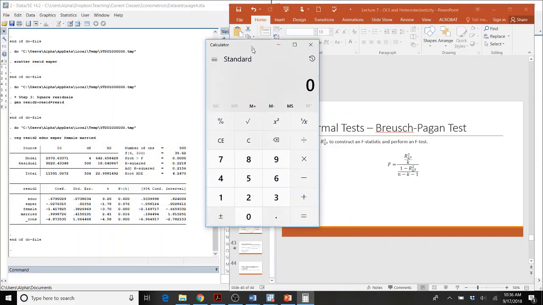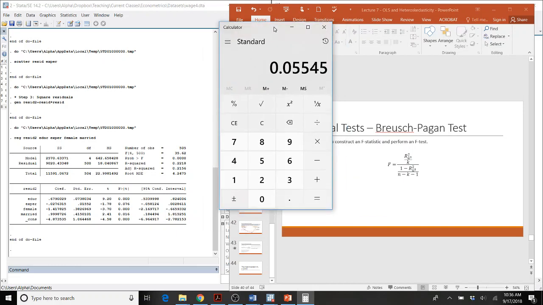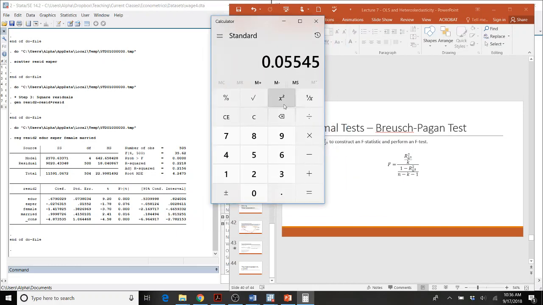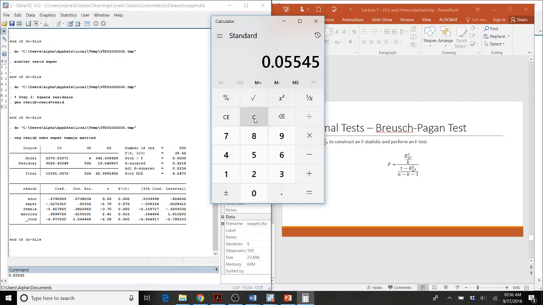Get out our calculator. All right, r squared divided by k. So r squared is 0.2218 divided by k, the number of independent variables. We have 4 of those. All right, so that is 0.05545.